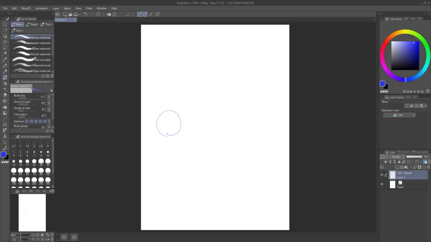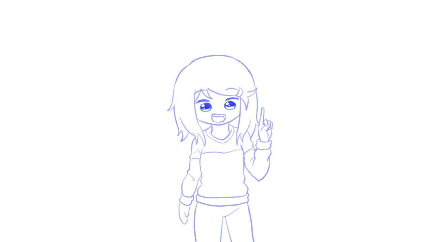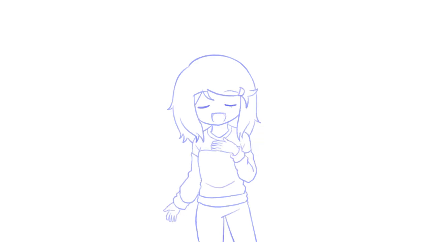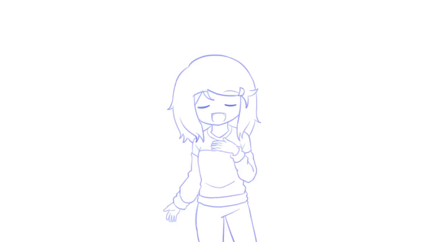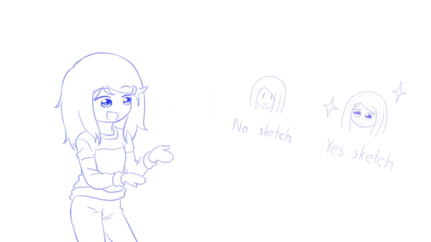So instead of diving straight in, I draw a little stick figure doing the same pose. This helps a lot when drawing the real thing. Now we actually want to start with the drawing process. I like to use sketches when I draw because it makes my drawings look better.